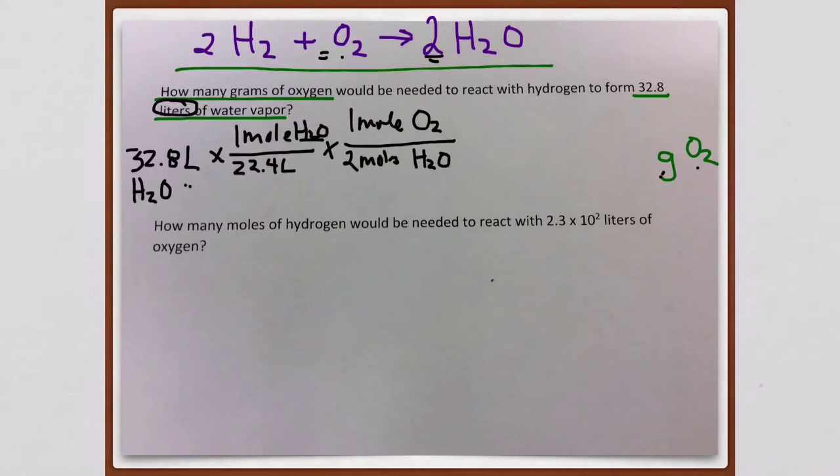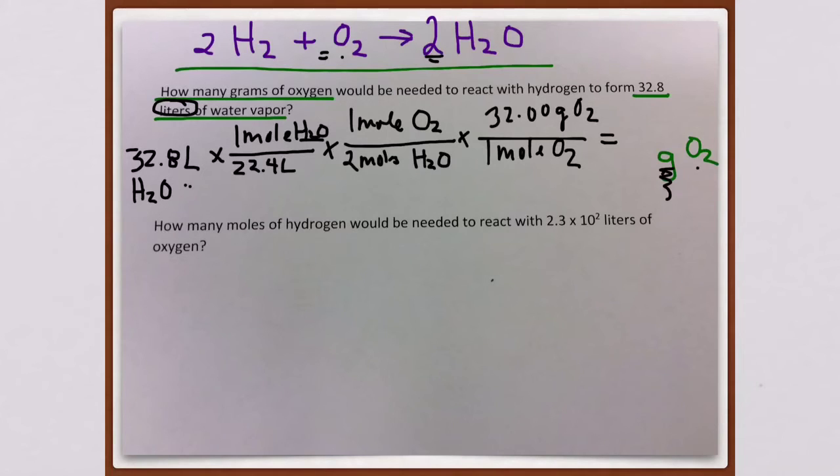All right. Last step. We're in moles, but we're trying to get to what? Grams. And how do we go from moles to grams? Is it 22.4? No, it's not. It's the molar mass. So we're going to multiply by the molar mass. 1 mole of oxygen, we have O2, so that's 16 times 2, which is 32.00 grams of oxygen.